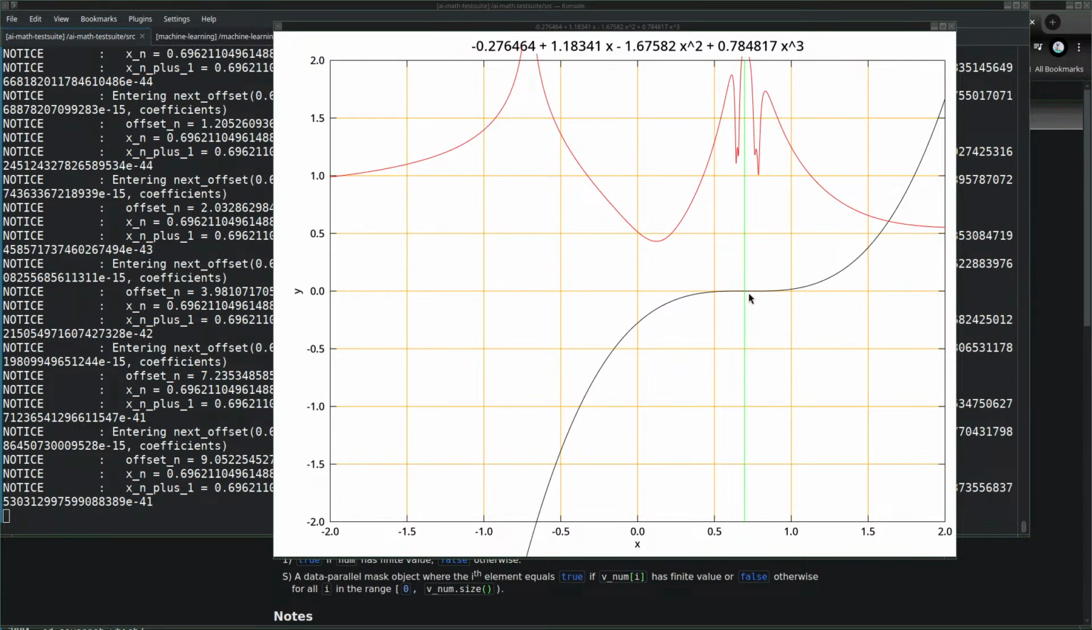Pretty sure the green line was going through this point here. So why is it suddenly somewhere else? Strange.